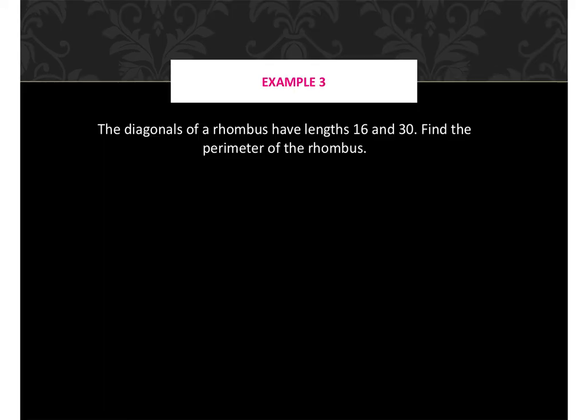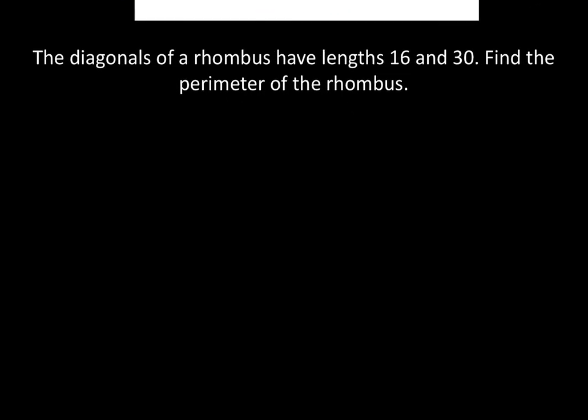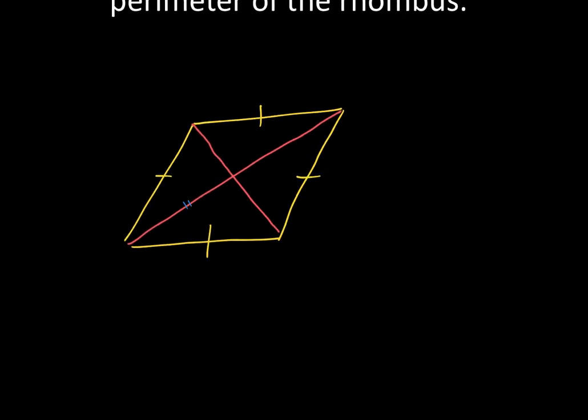Example 3. The diagonals of a rhombus have lengths 16 and 30. Find the perimeter of the rhombus. So, I don't know if you guys remember what a rhombus looks like, but a rhombus was a parallelogram where each of the sides is the same length. So this is not drawn to scale, but each of the sides is the same length. Now, a rhombus is cool because its diagonals do what? Does anyone remember? They bisect each other. So this side is equal to this side, and this side is equal to this side. What else do they do?